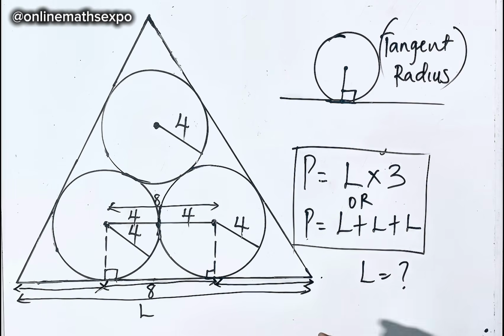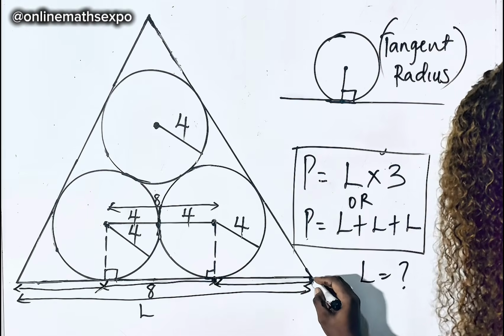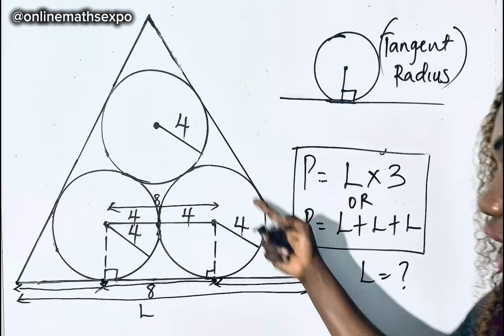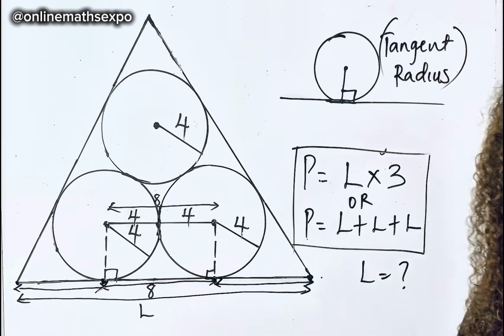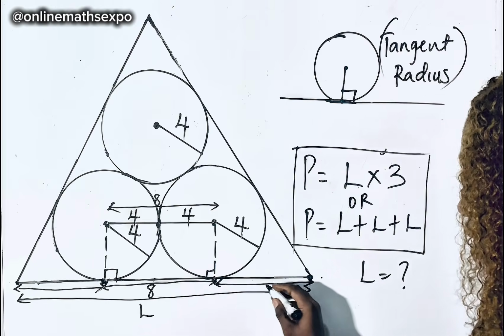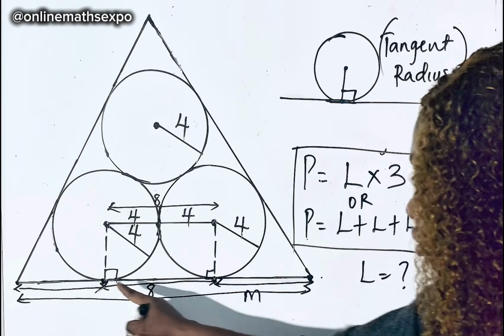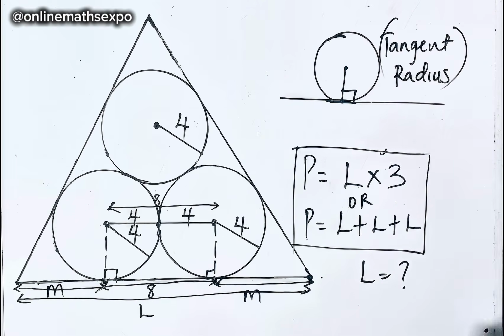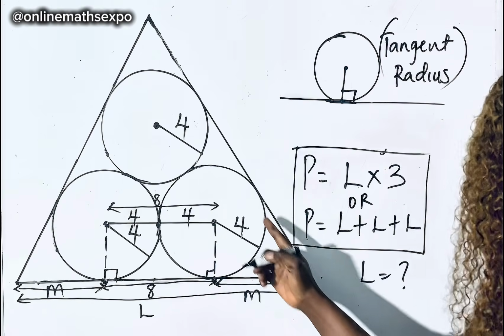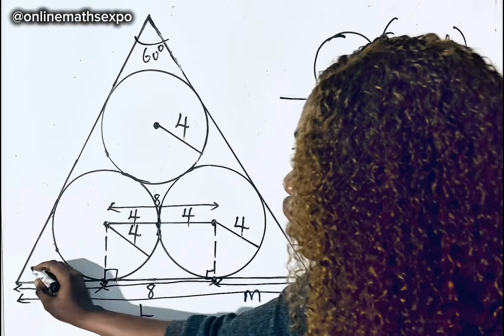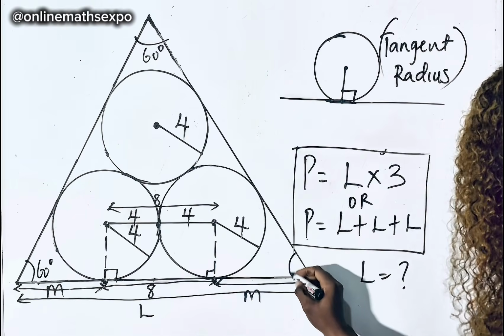How do we do that? Observe that what you have from here to here is also the same as what you have from this end to this end, because we said earlier that this is equilateral and the circles are equal. So what should we do to get this length? Let's label this from here to here as length M, and from here to here is also length M. So how do we find this length M? Let me remind you of what you would do. We can choose to extend this. Remember, for an equilateral triangle, the angles are always equal. So each angle here is 60 degrees.